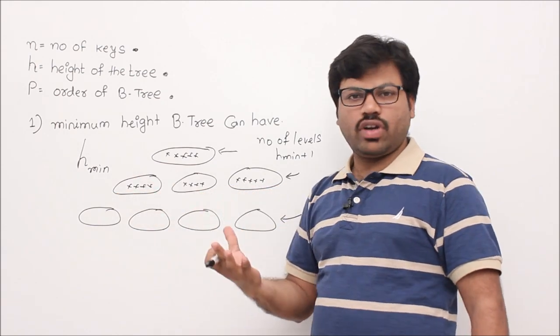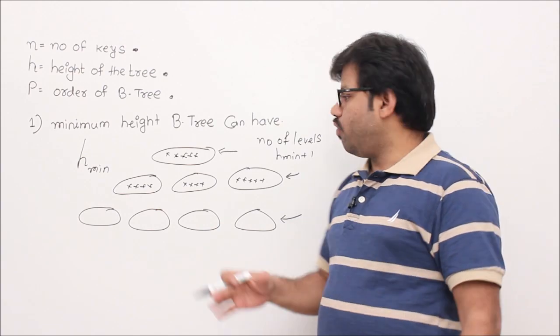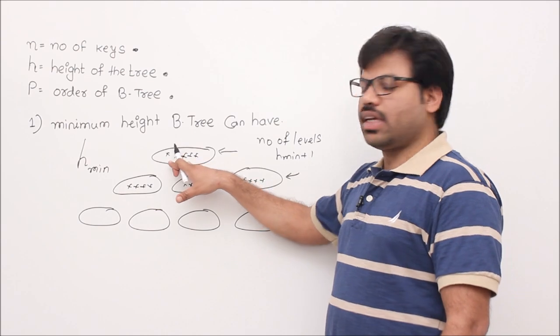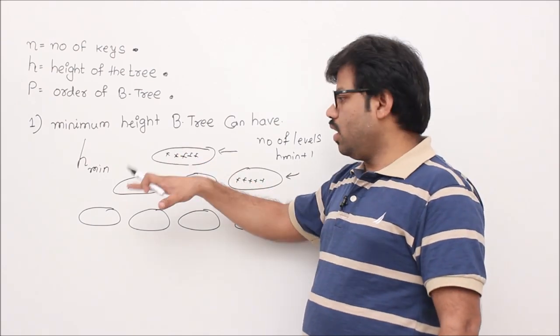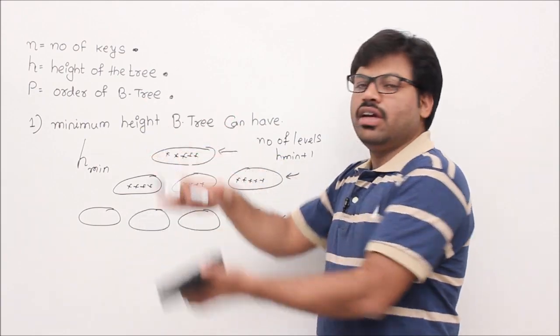So it will have fewer number of levels, right? Fewer number of levels, and of course height also. For that, we should be greedy about filling the data. In the first level, keep as many as possible. In the next levels, again keep as many as possible, so that your height will be very less.